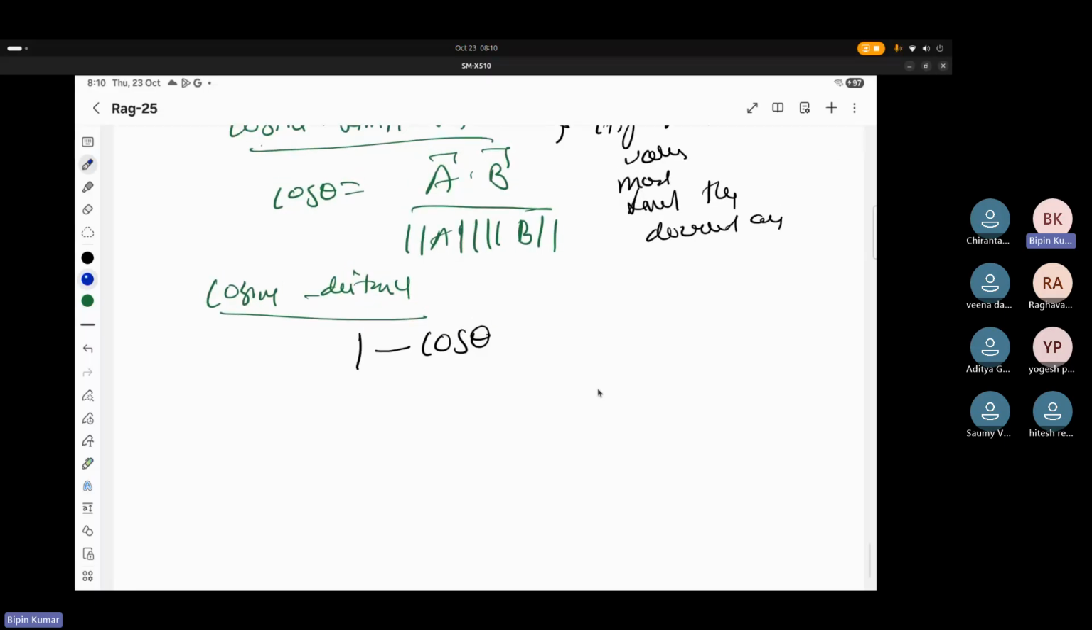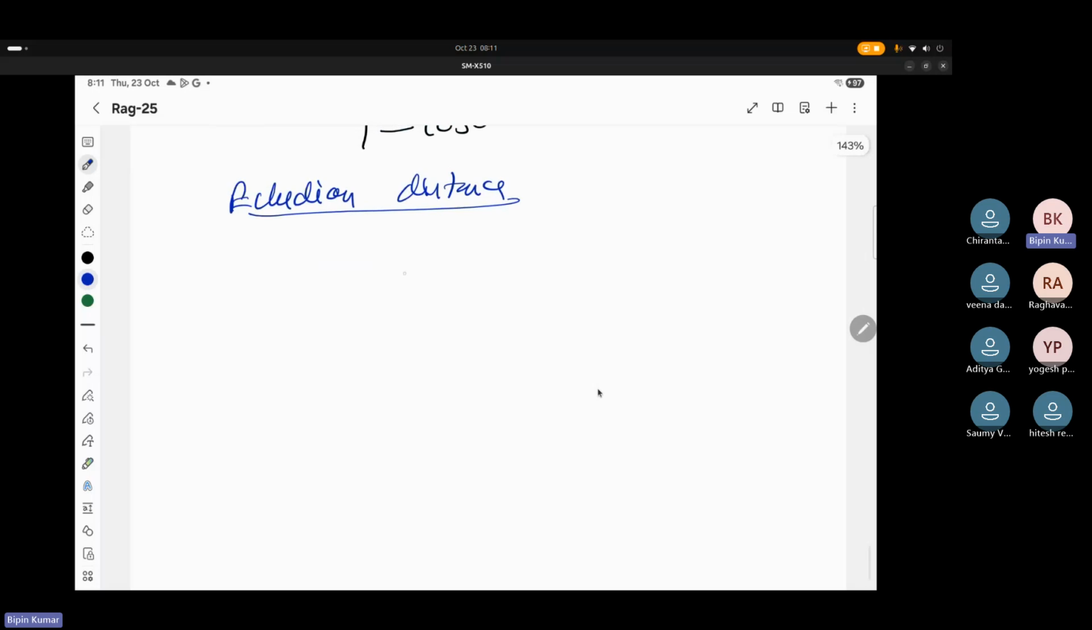Apart from that, there is one more metric, called Euclidean distance. Right now, in the earlier case, let's say for example there is a vector called a. Let's say there is one more vector, that is b.